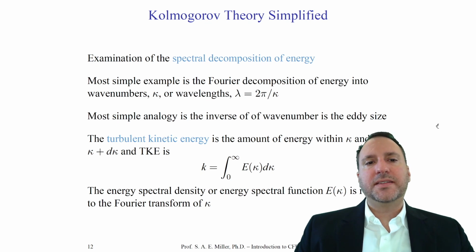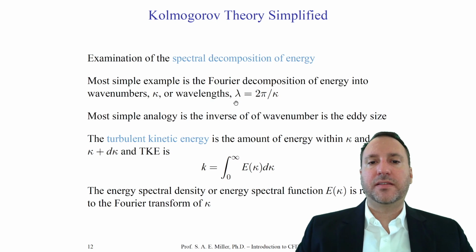Let's look at some implications of Andrei Kolmogorov's theory. First is an examination of the spectral decomposition of the energy. Earlier I discussed what wave number is. Now here we'll define wave number. Wave number will be kappa, and the corresponding wavelength for a particular wave number will be lambda. So the wavelength is lambda, and it will go 2 pi over kappa.